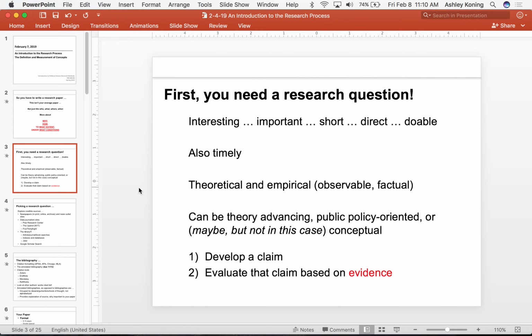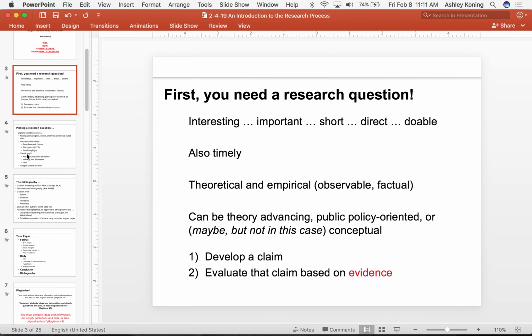Sometimes people pick questions that are timely, stuff that can be involving politics or society nowadays. And of course, you want to remember that you want this to be something empirical that's based on fact and something that can be observable. Baglioni talks about research questions being theory advancing, public policy oriented, or conceptual. So those are things that you can keep in mind as well. And remember, essentially, you're developing a claim and then you're evaluating whether or not that claim is true based on evidence.